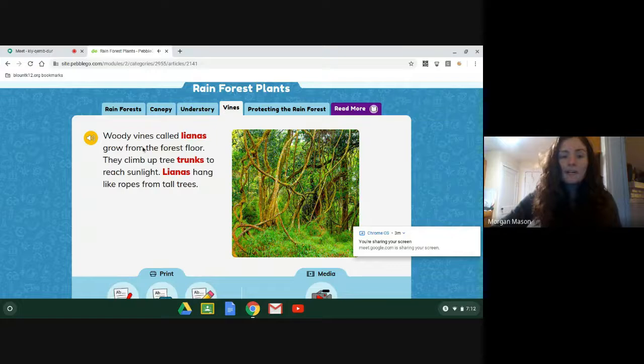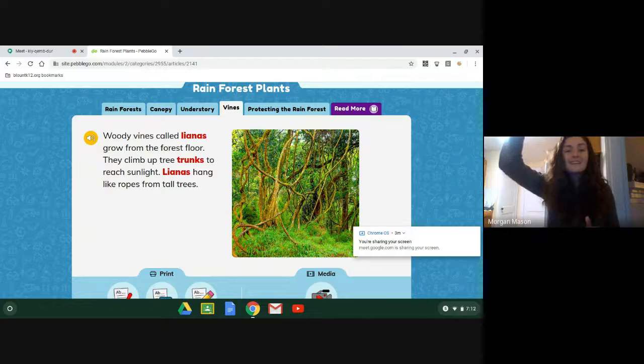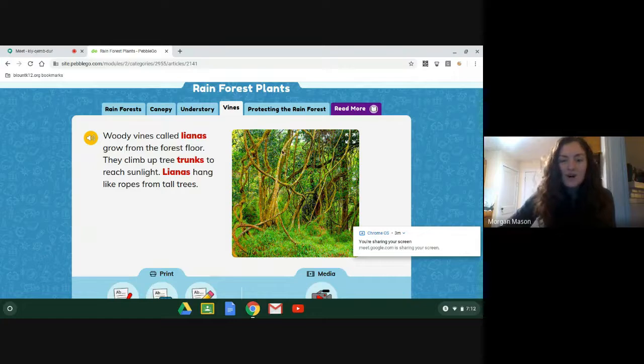Vines. Woody vines called lianas grow from the forest floor. So here's the forest floor, and here are those woody vines. They climb up tree trunks to reach sunlight. So that is an adaptation that lianas or woody vines have. They attach themselves to those tree trunks so they can reach what? Sunlight. It says lianas hang like ropes from tall trees.